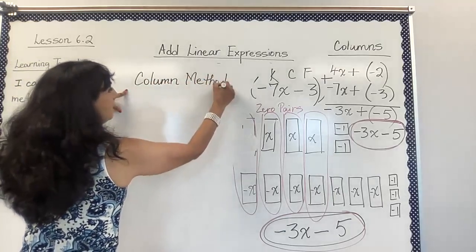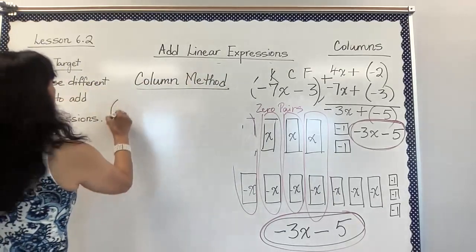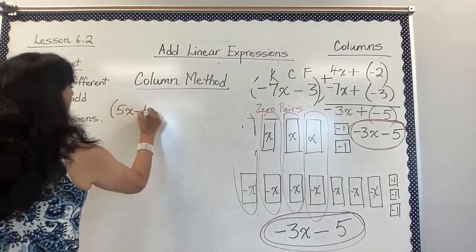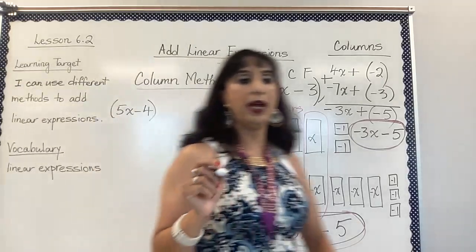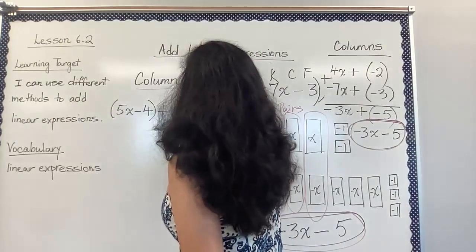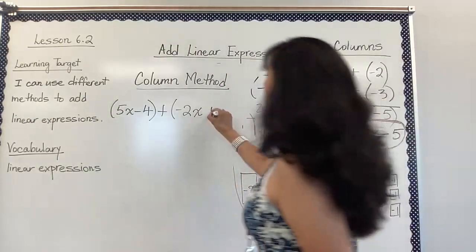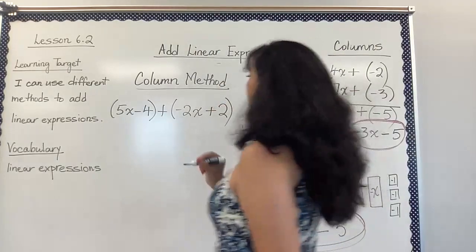And you are free to use either method. So I have 5x minus 4, plus negative 2x plus 2.